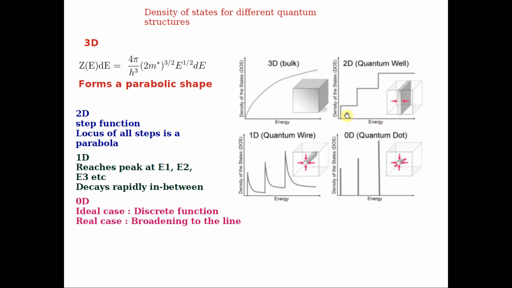Now, one thing you can notice is that if I consider the locus, if I join the edges of this step function, I will get a parabola. I will go back to a parabola. Again here, if I join the edges of these functions, I will get a parabolic shape. For the zero dimension also, if I join everything, the locus will be a parabola. Obviously, that is because you made this entire structure from a bulk material which had a distribution of parabolic shape.